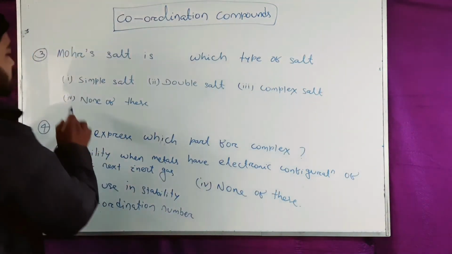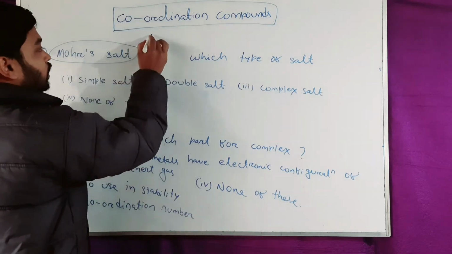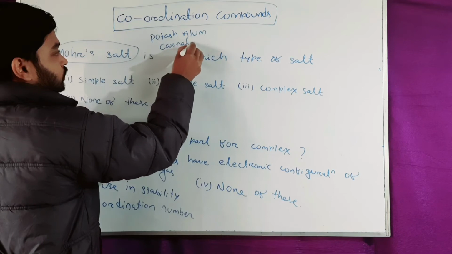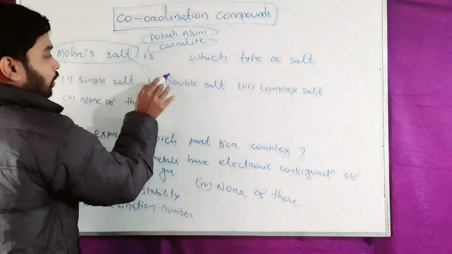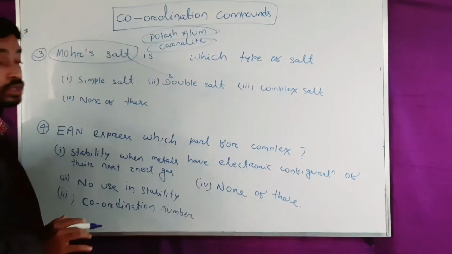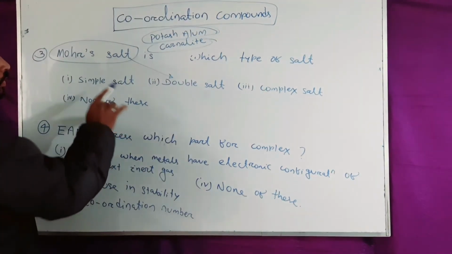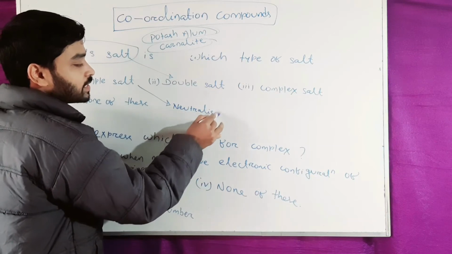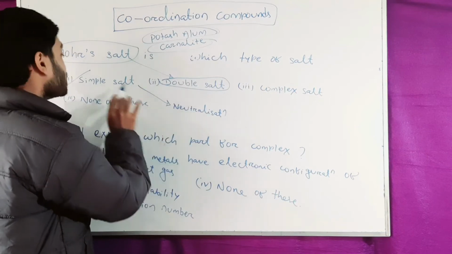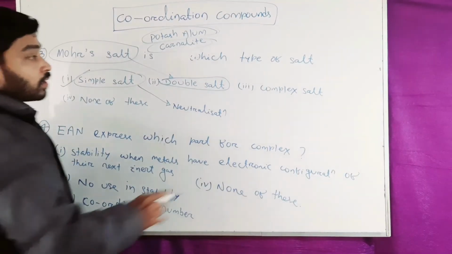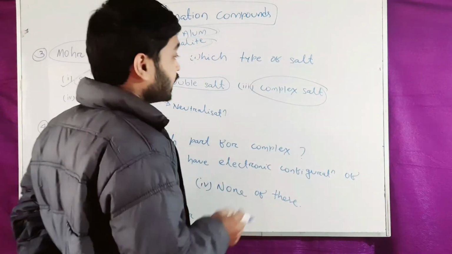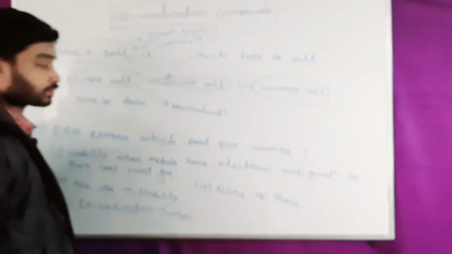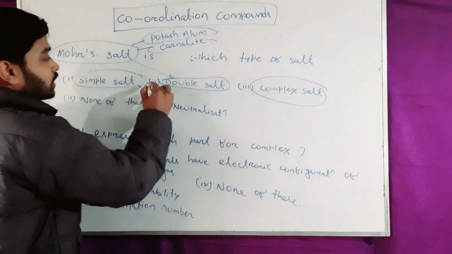So in this section, the Mohr salt along with potash alum and carnallite, these salts belong to double salt, because equimolar combination of simple salts produces double salt, and the simple salts are produced through neutralization of acids and bases, and double salts are produced by the combination of simple salts in equimolar ratio. But the complex salt is a coordination compound in which the dative bond is present. That's why the double salt includes the potash alum, carnallite and Mohr salt. So the correct answer for the question is double salt.